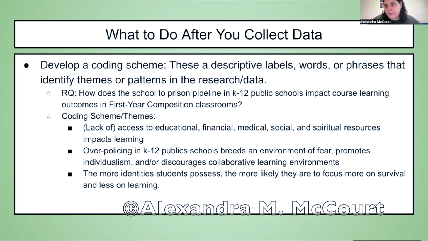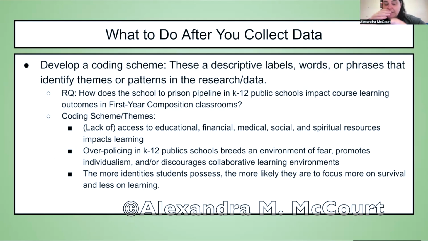So what do you do after you collect all of this data, right? You're going to develop something called a coding scheme. These are descriptive labels, words, or phrases that identify themes or patterns in your research and your data. When we were talking about this during our conferences, I said we're going to be taking a look at the themes in the research, right, or codes. This is where it gets used interchangeably. Some disciplines refer to them as themes, some refer to them as codes.